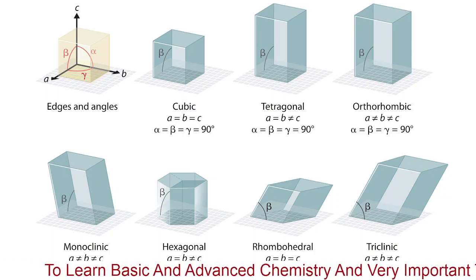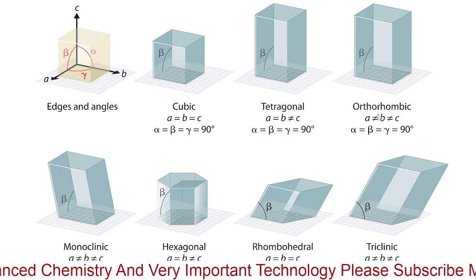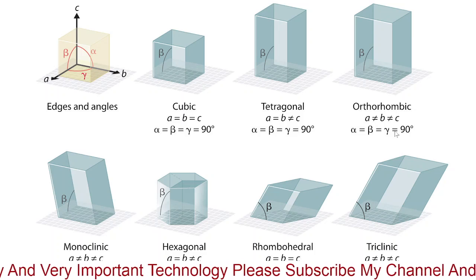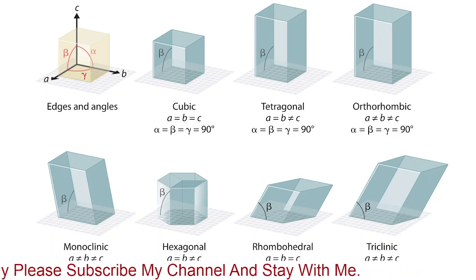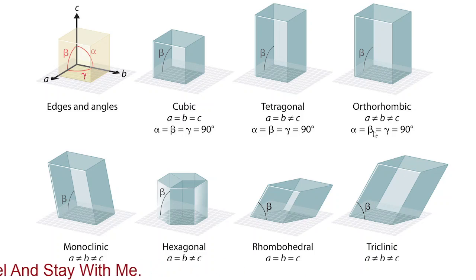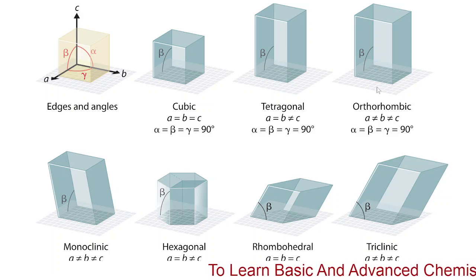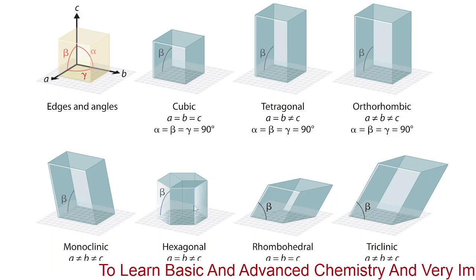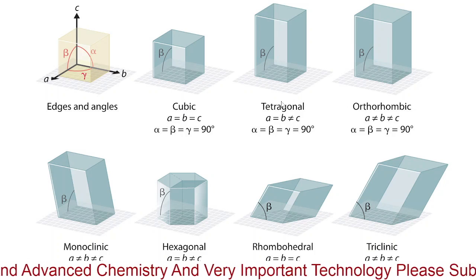Now if we go from here, either A, B, C are different, and also if one of the angles is not equal to 90 degrees, or even if we have alpha equal beta equal 90. So we have found here alpha equal beta equal 90, but now we would like to see that one of the angles, alpha, beta, gamma, is not equal to 90. In that case we can consider that it is monoclinic. And hexagonal, if A equal B not equal to C, that means tetragonal and hexagonal.